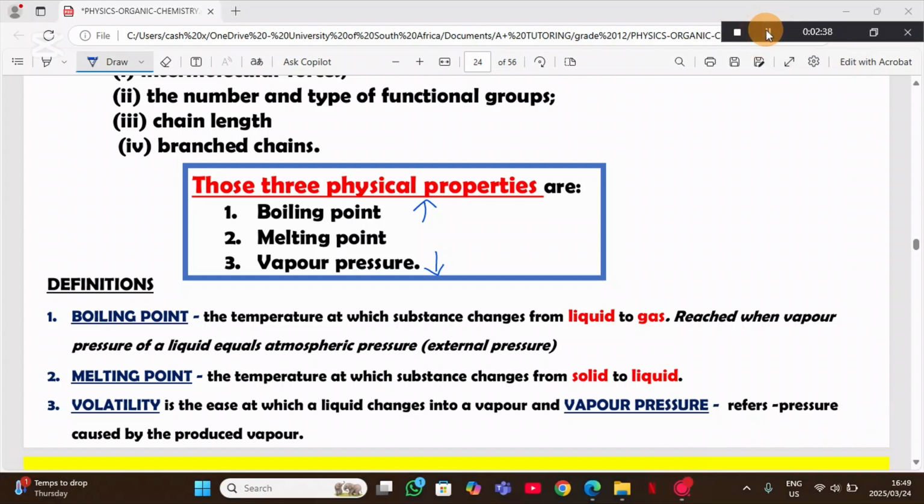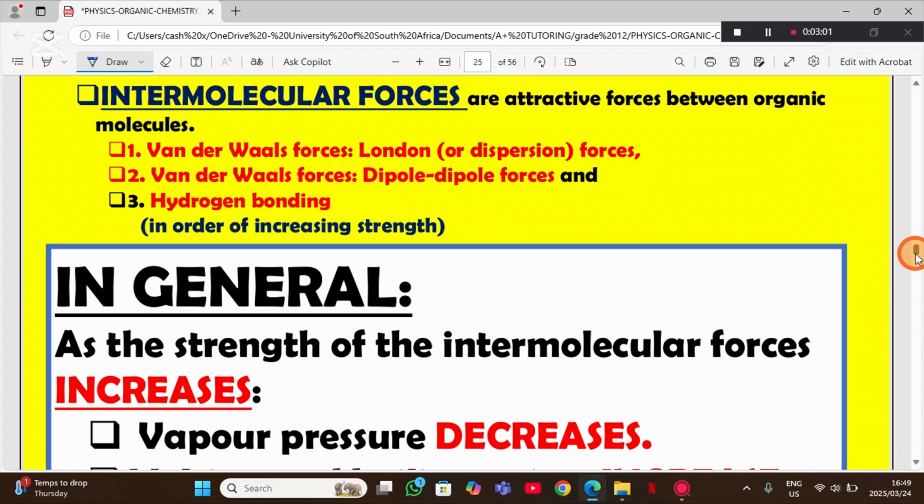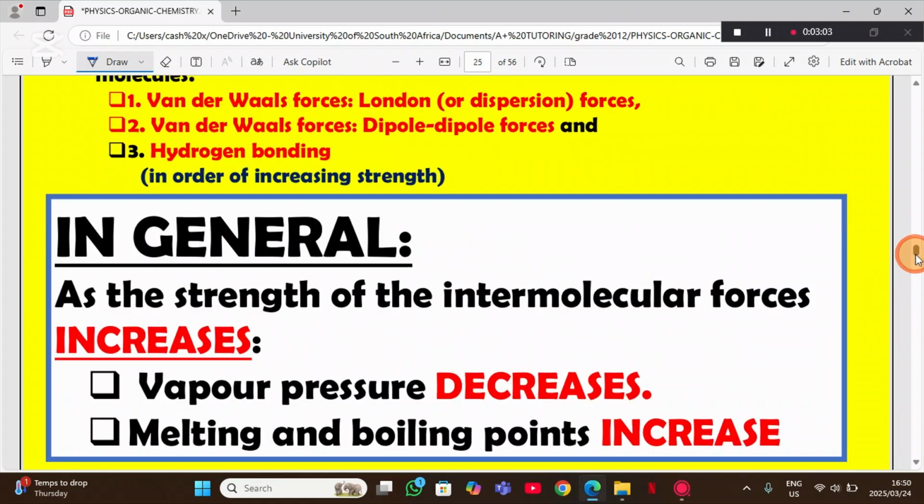So once you have a high vapor pressure, you know that compound is willing to change to a vapor. That molecule is willing to change to a vapor, so it would have a low boiling point and a low melting point. Okay, so vapor pressure and boiling point are inversely proportional. And then now we have intermolecular forces.